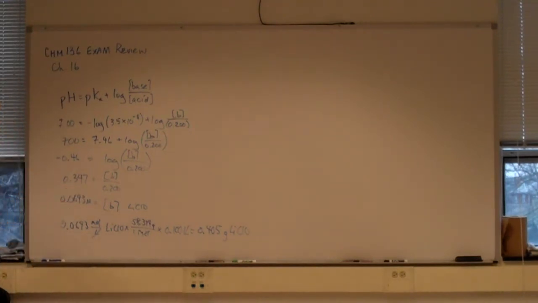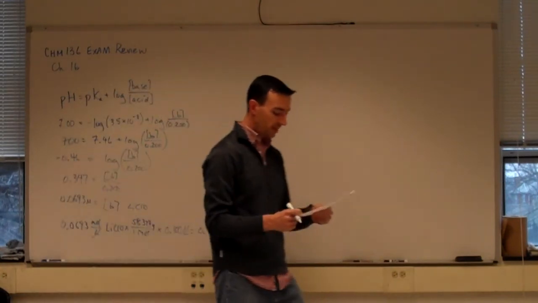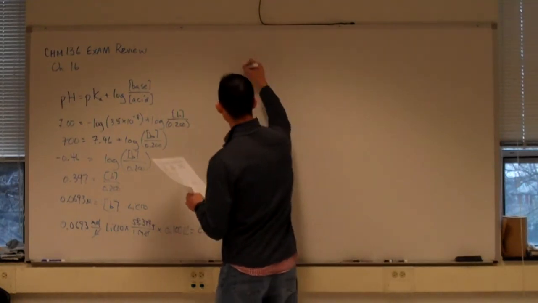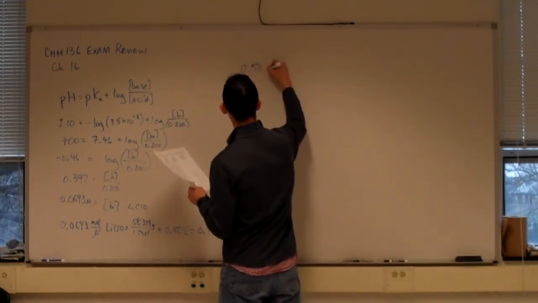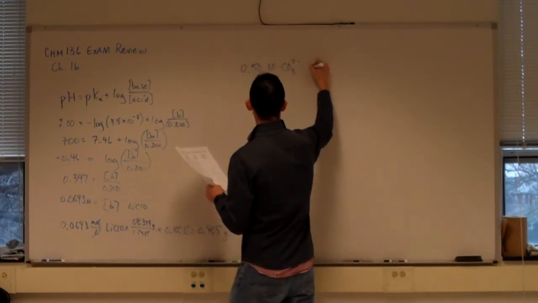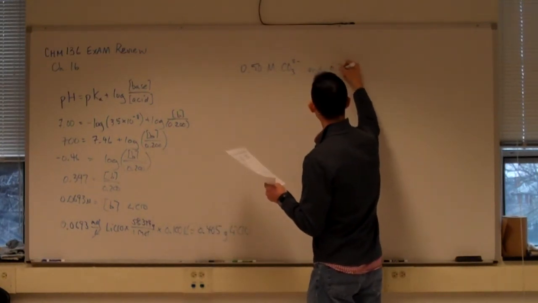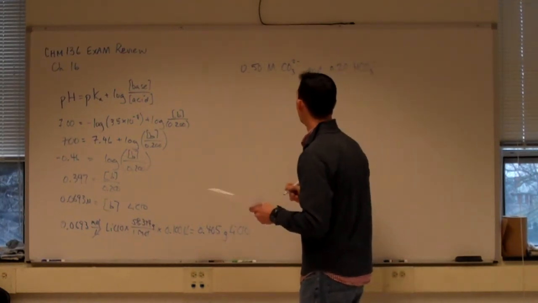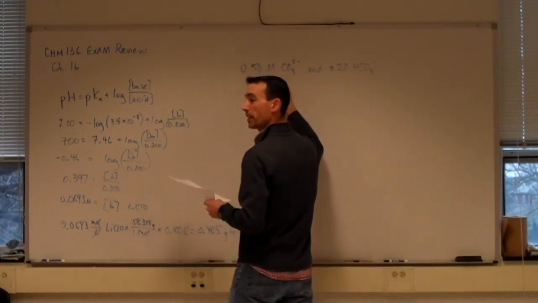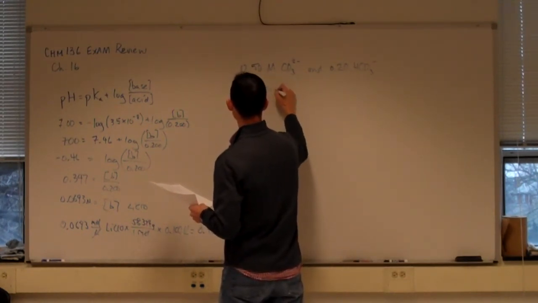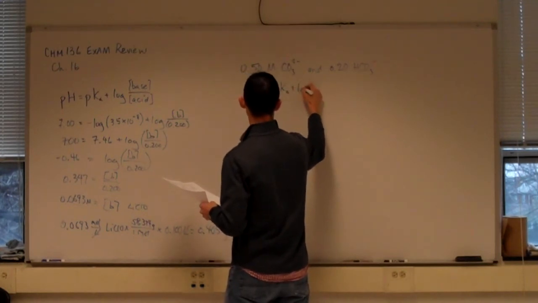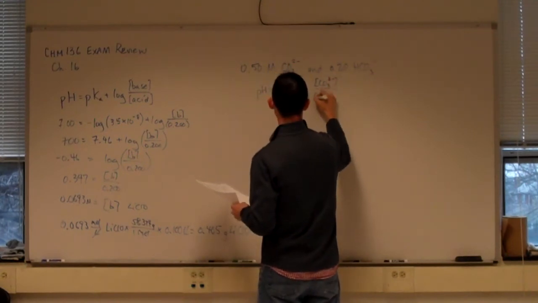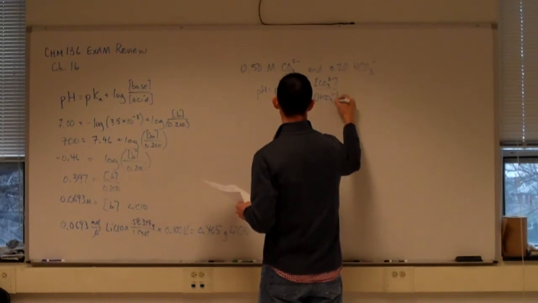All right, our next question. Again, a buffer. What is the pH of an aqueous solution containing, and we see a conjugate pair. We're told we have 0.5 molar carbonate ion and 0.2 molar bicarbonate, HCO3 minus. Anytime we have a conjugate pair, again, the pH comes from the Henderson-Hasselbalch equation. In this case, the basic piece is the carbonate, and the acidic piece is the bicarbonate.